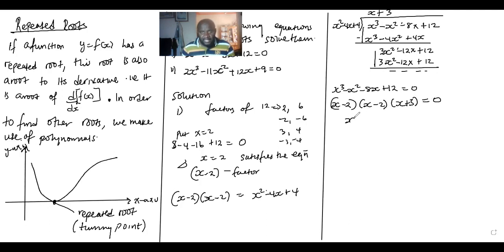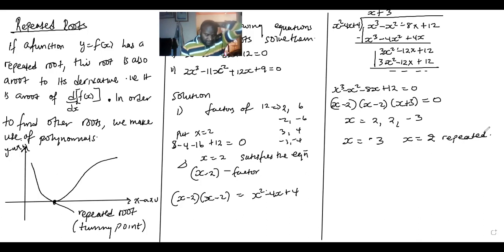So we can say x is equal to 2, another 2, and negative 3. If you don't write it like that, you say x is equal to negative 3 and x is equal to 2, and then you write the word repeated. When you write the word repeated on the 2, it means the 2 has been repeated as a solution.